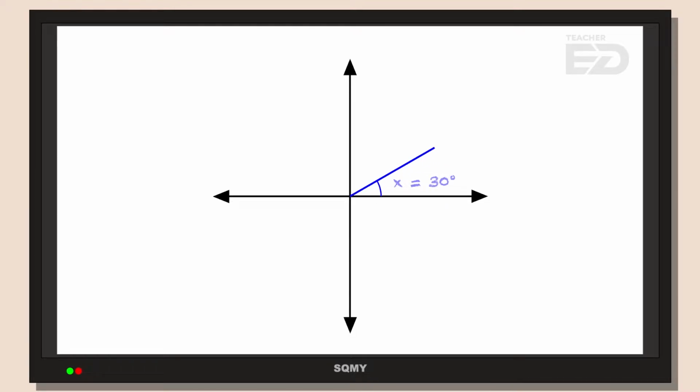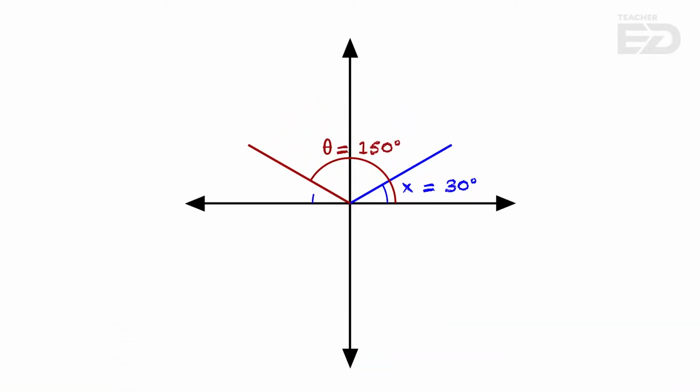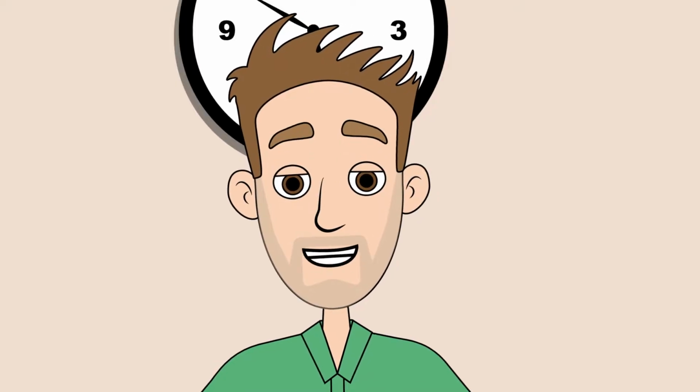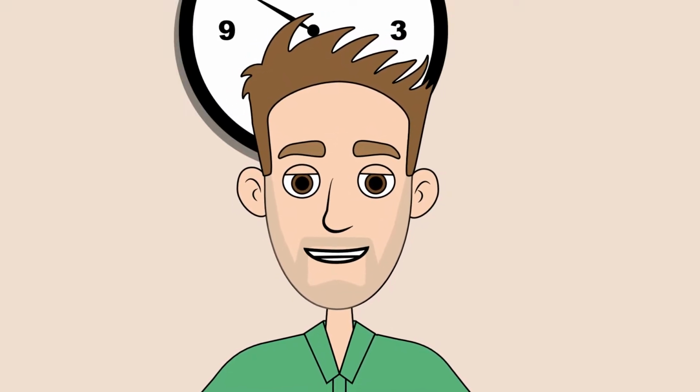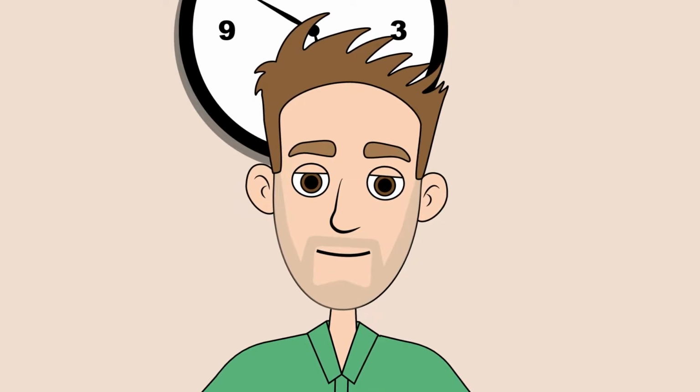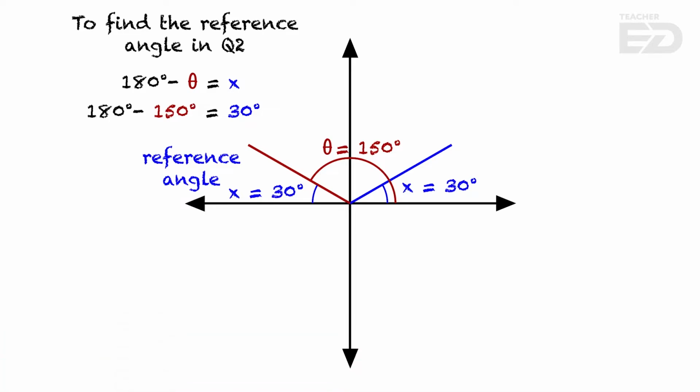Let's start with the angle 30 degrees, which is in quadrant 1. Now, let's move into quadrant 2 to the angle 150 degrees. Notice the smaller angle between the terminal side is at 30 degrees. This angle is known as a reference angle, and it corresponds to the 30-degree angle in quadrant 1. The reference angle is the acute angle less than 90 degrees between the terminal side and the x-axis, and the reference angle is always positive. To find the reference angle in quadrant 2, we subtract the angle theta from 180 degrees.